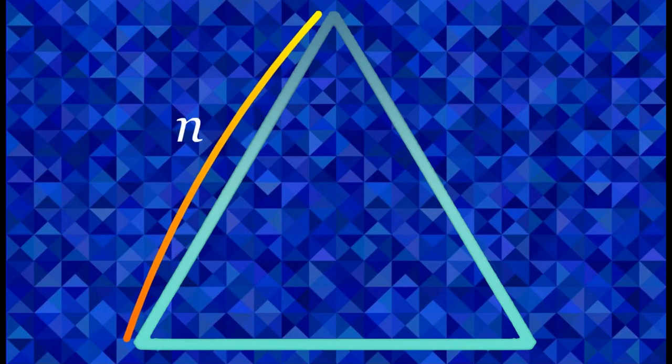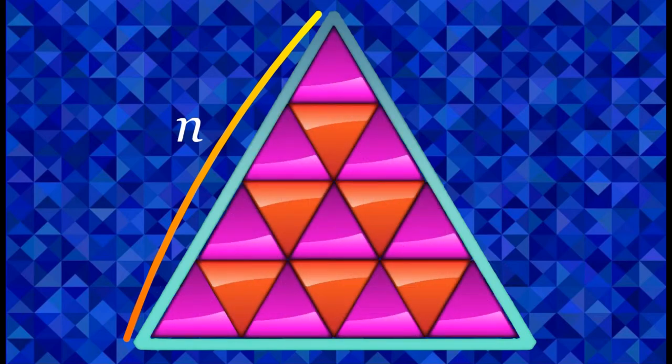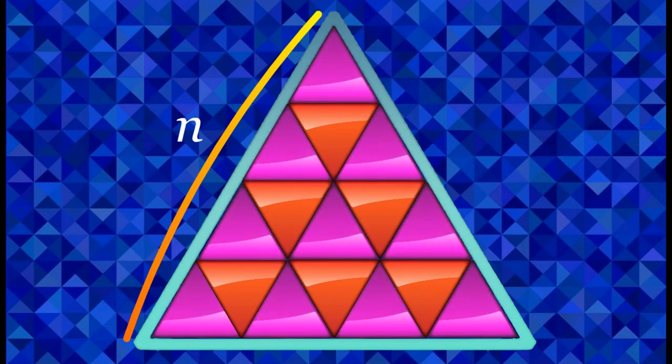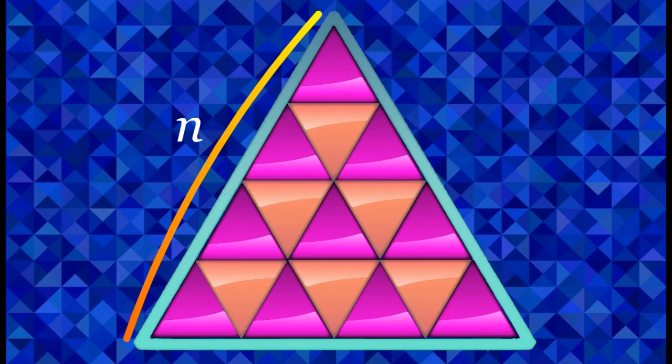Let us consider an equilateral triangle with a side length equal to n. Let us also consider the equilateral triangles of side length equal to 1, which are inside this triangle. Observe that these triangles are divided between the upward unit triangles and the downward unit triangles.